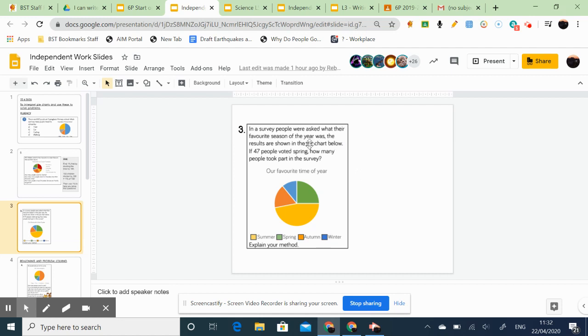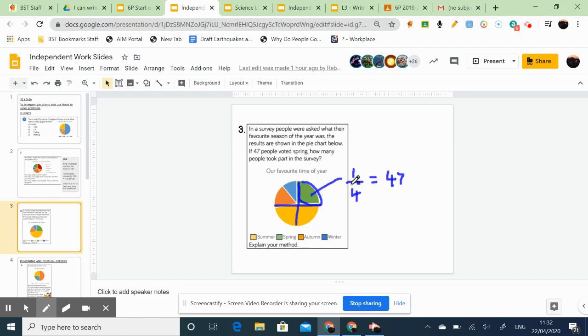It's saying if 47 people voted for spring, and spring is there in green, I'm just going to use this again. Spring is there in green. This is spring. There we go. And it's exactly, look, if I split that into 4 parts, I can work out that that's exactly 1/4. Now, if 1/4 of the people, which is 47, because we know that 1/4 is 47 people, voted for spring, how many people took part in the survey?